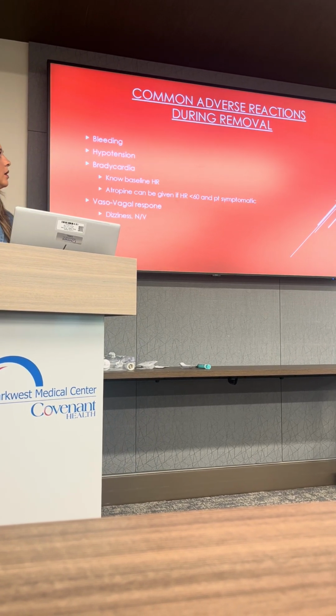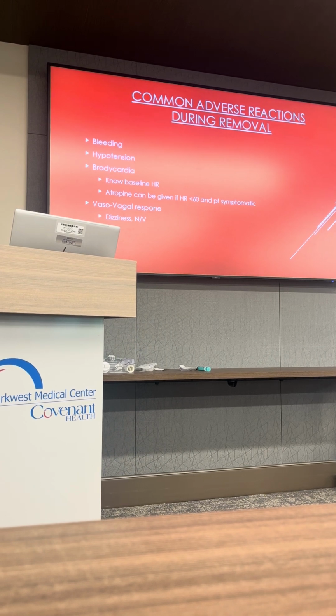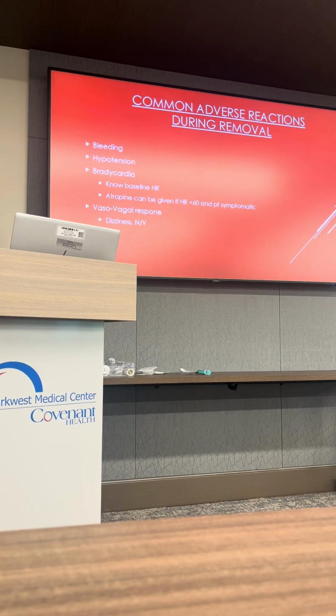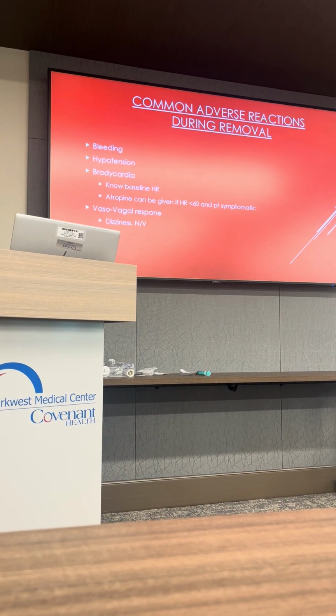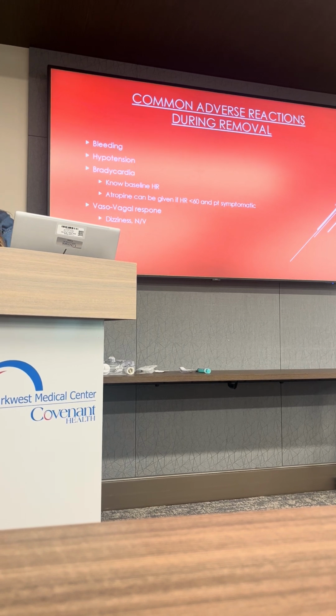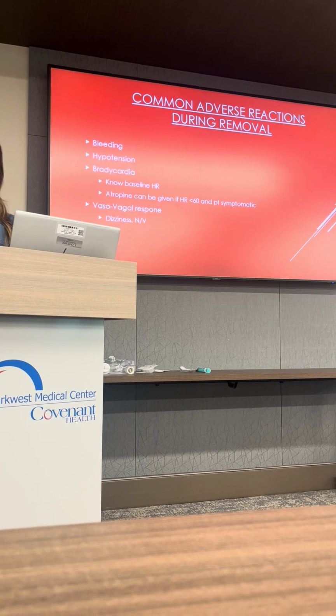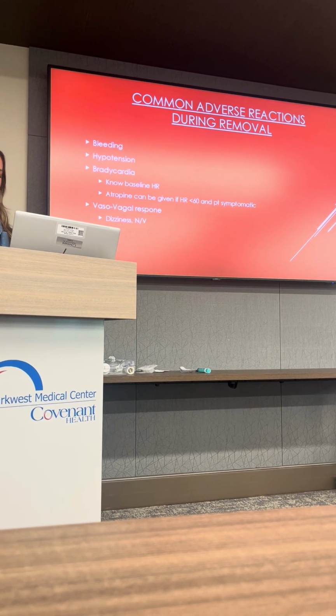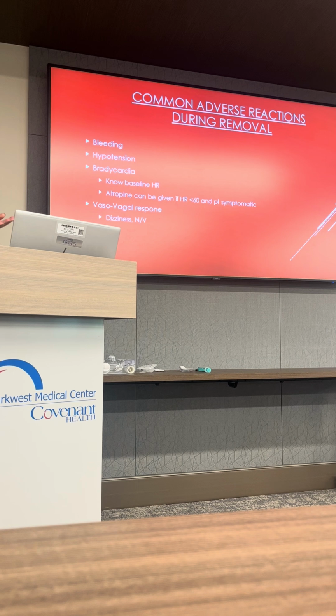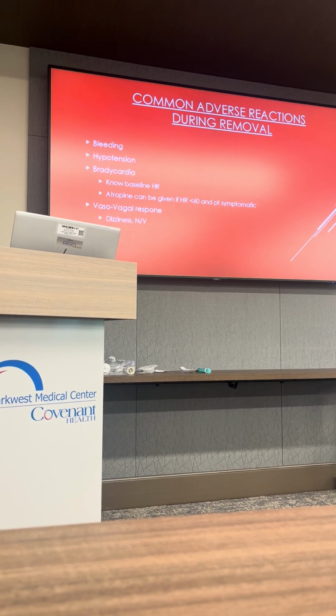So common adverse reactions: obviously bleeding, hypotension, which we've touched on. A lot of that you'll see initially with removal. Bradycardia: you should typically have orders for atropine in place for any kind of sheath removal. For symptomatic bradycardia, just make sure that it is symptomatic, that the patient feels terrible, that they look bad, and they may have some low blood pressure with that bradycardia. Sometimes you'll see patients' heart rate dip down, but it comes back up. It's just that initial response. So just be aware of that and mindful.